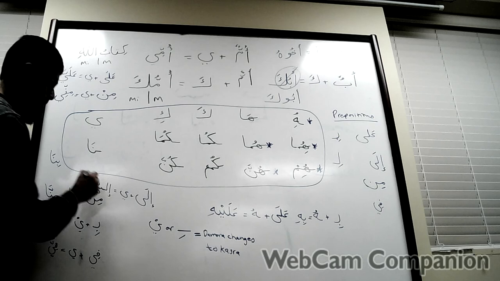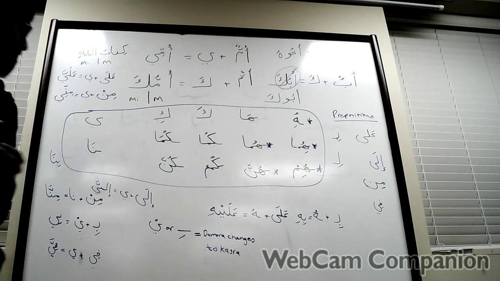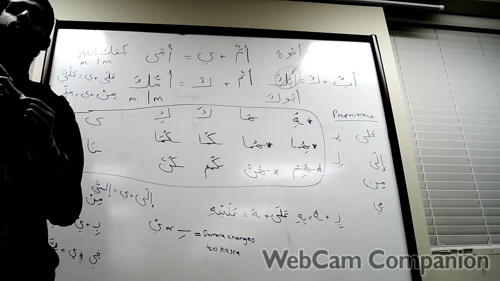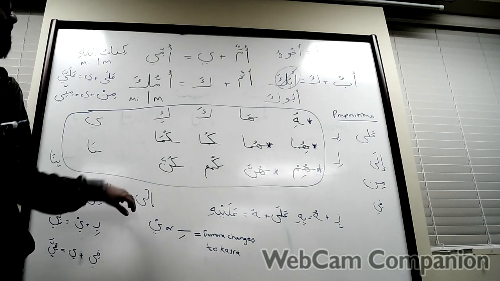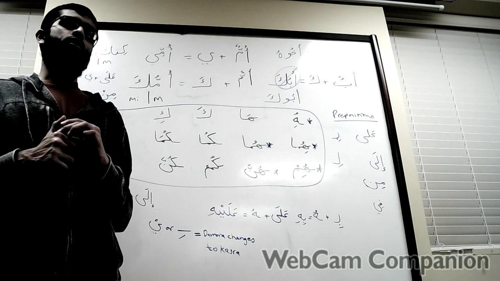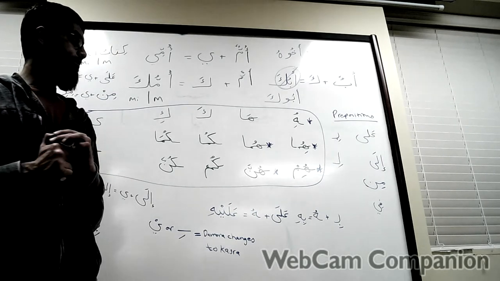Since ila also ends with a ya, why does it fall into this? We say ilayhi. So it's not ilayhu, it's ilayhi. Okay.